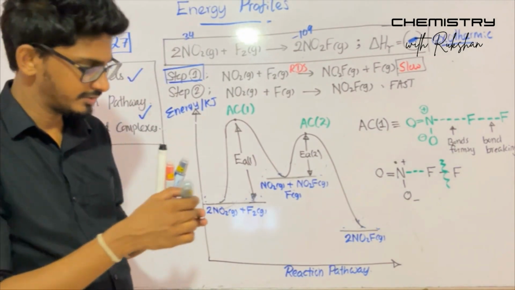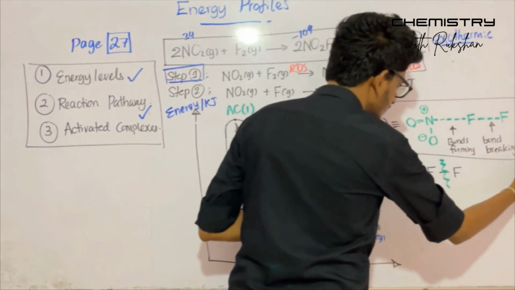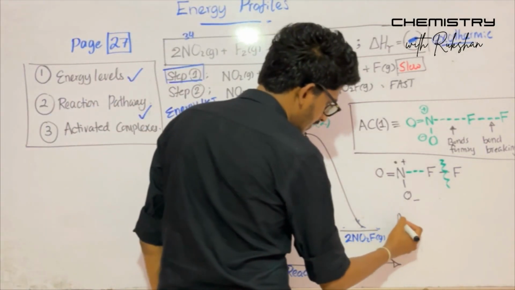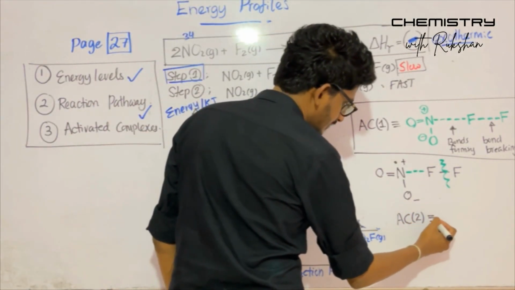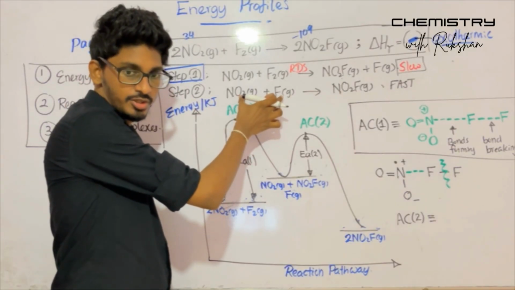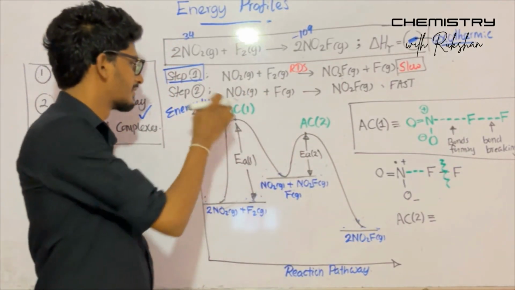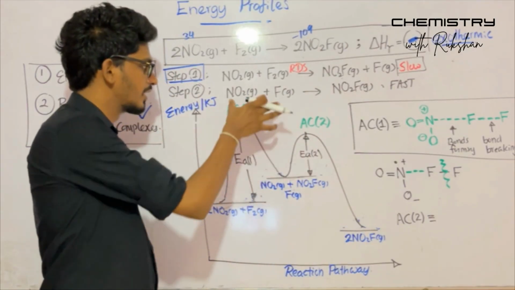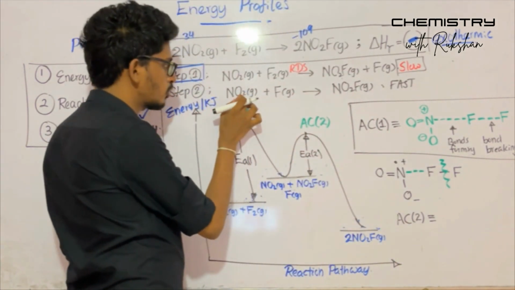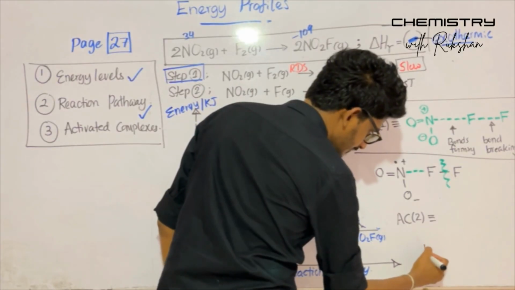Let's draw the activated complex 2 as well. See, AC2. Let's try. So first draw the two reactants. As we are going to draw the activated complex 2, first draw the two reactants of step 2. What are they? NO2 and F. NO2 and a single F. So NO2 is like this.